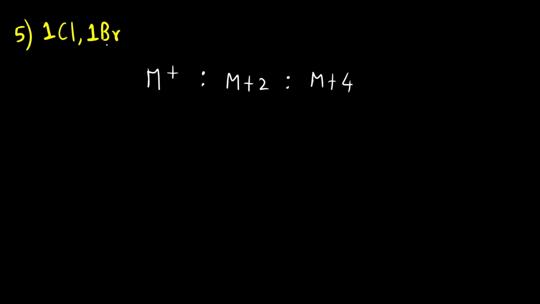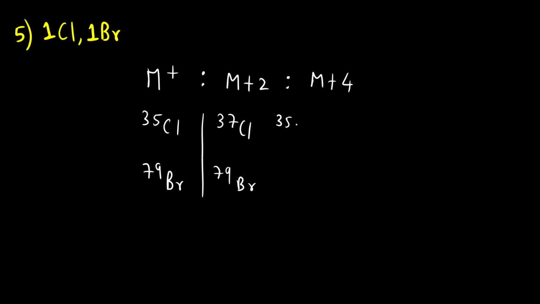Now M plus, 1 chlorine and 1 bromine. So we will use the lower isotope of both the atoms, 35 Cl and 79 Br. Okay, M plus 2, how will we do it? Increase one of the isotopes by 2 units, 37 Cl, and keep the other isotope the same, 79 Br. The other possibility, first isotope I keep the same, and 79 plus 2 is 81 Br. Okay, then M plus 4 means increase the mass of both the isotopes by 2 units.